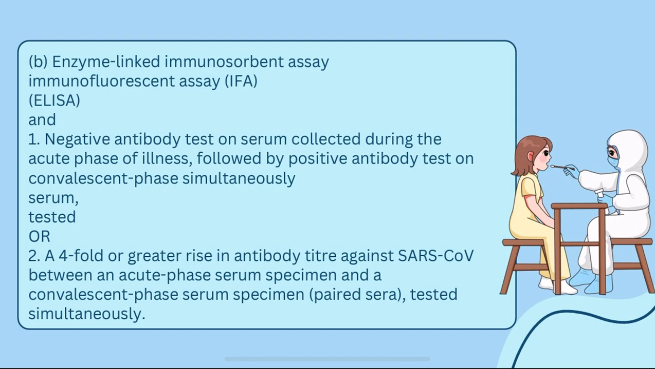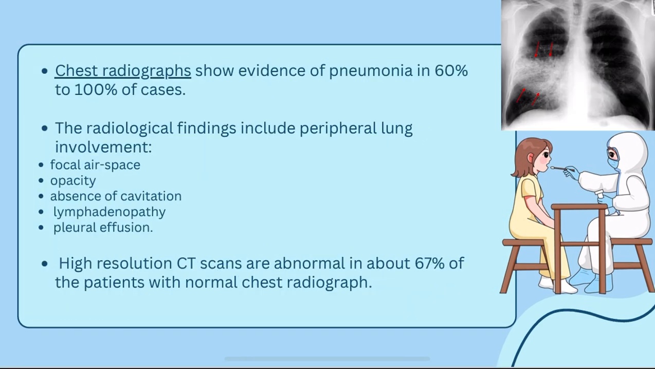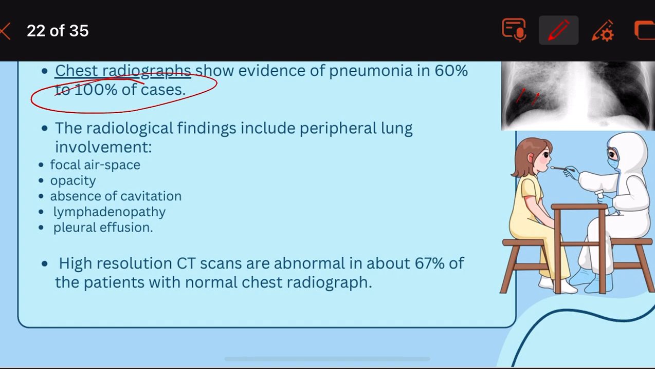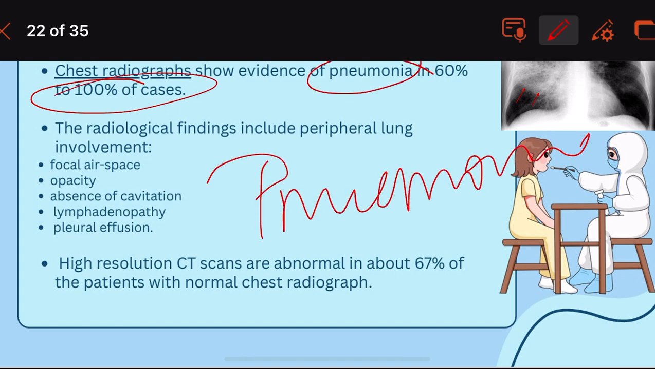And the second thing, there is a fourfold rise in the antibody titer against SARS-CoV, one during the acute phase and one during the convalescent phase. There are paired sera which are tested simultaneously. The chest radiographs show evidence of pneumonia in 60% to 100% of the cases. So up to 100% of cases will show evidence of pneumonia on chest X-ray in SARS.